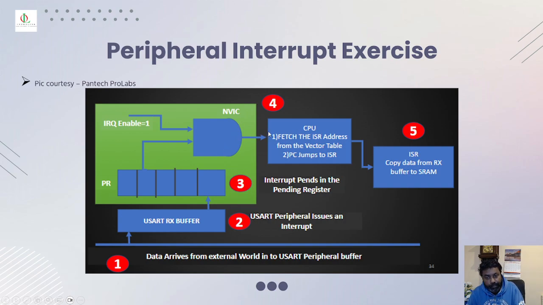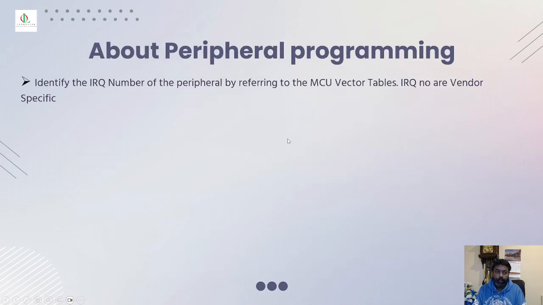The NVIC then fetches the ISR address, the interrupt service routine address, from the vector table, and the program counter now jumps to the ISR. So once the program counter has done its job, the interrupt service routine copies the data from the RX buffer and sends it to the SRAM memory location. So this is how a peripheral interrupt exercise works. And these are all the programming steps.